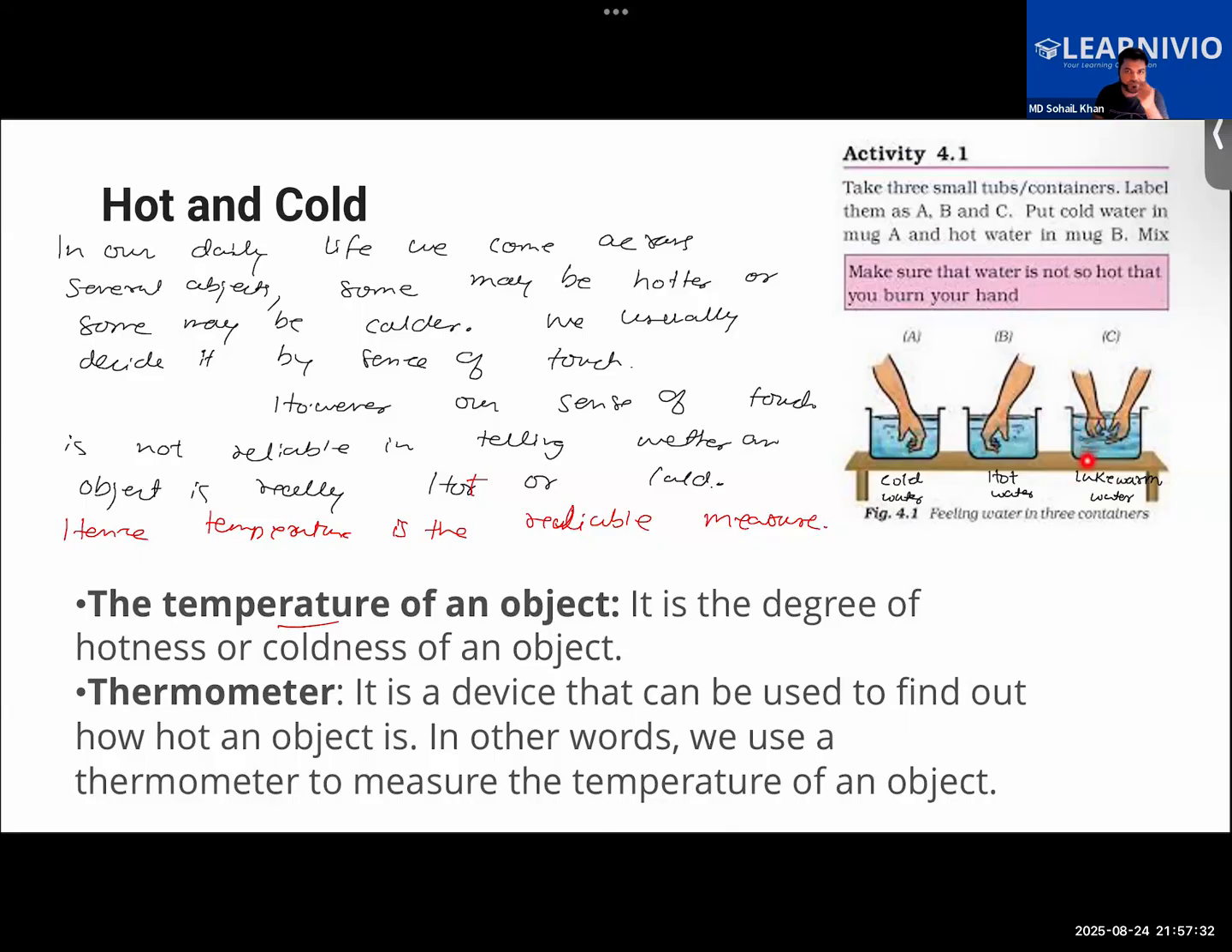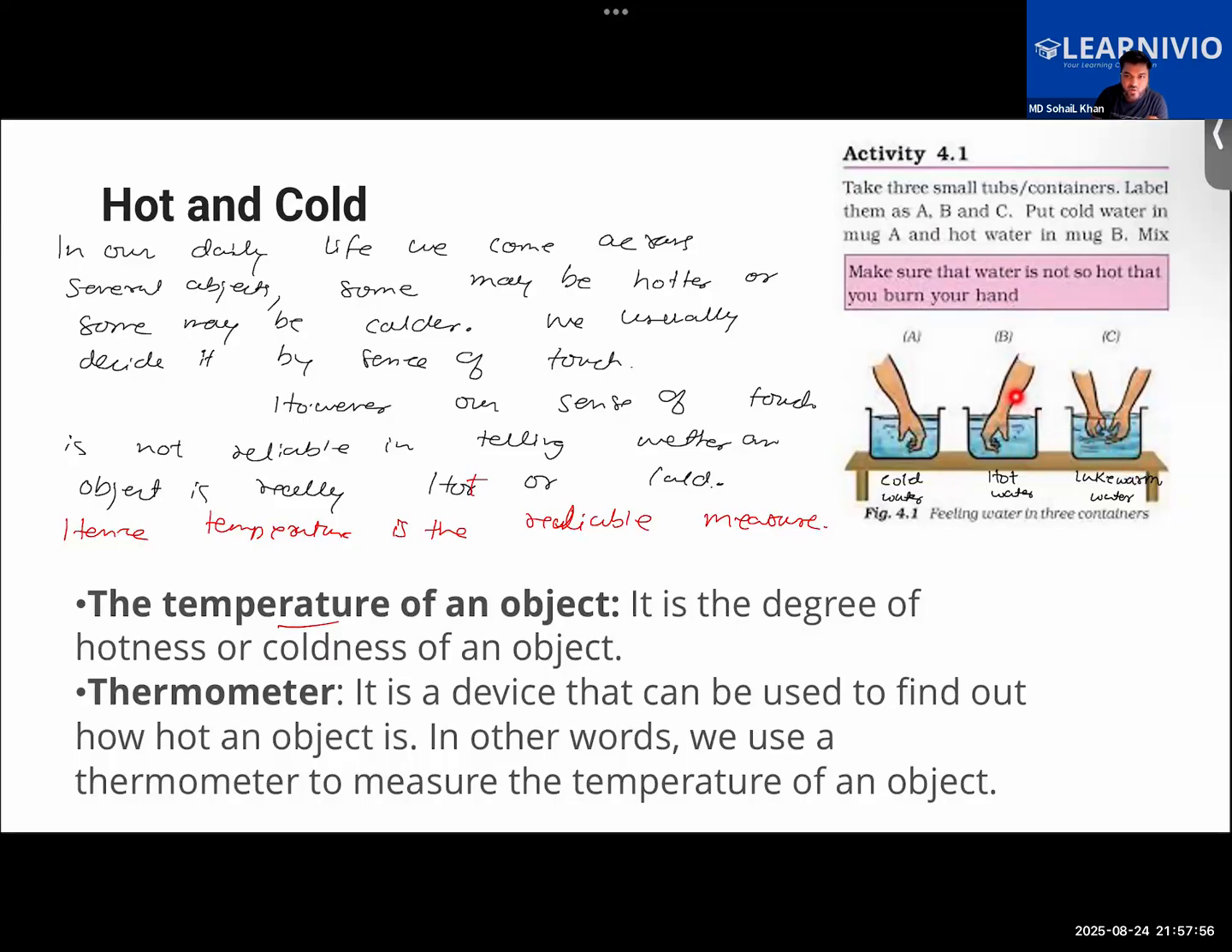The more cold, the more heat goes, and the heat is then transferred to hand B, which you had earlier dipped into the hot water. Now compare the hot water to the lukewarm water. The lukewarm water's temperature is less, right? The hot water's temperature is more.